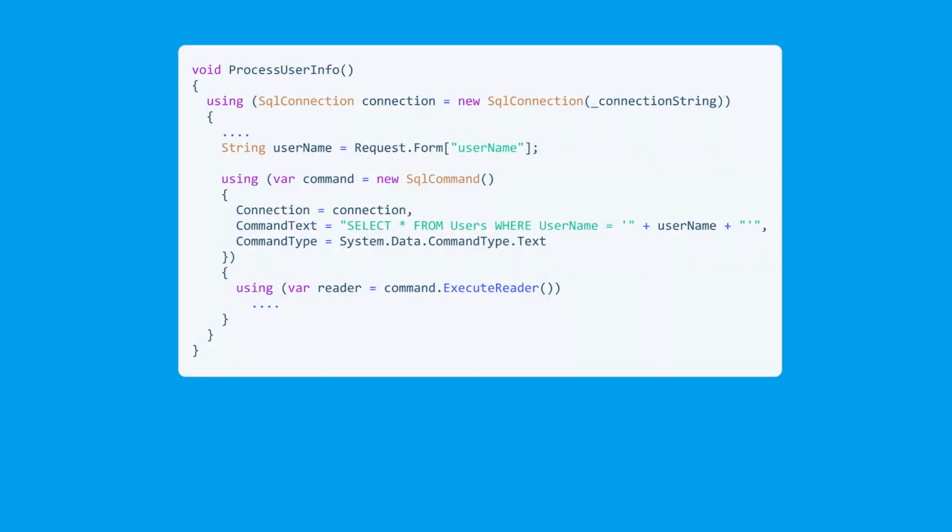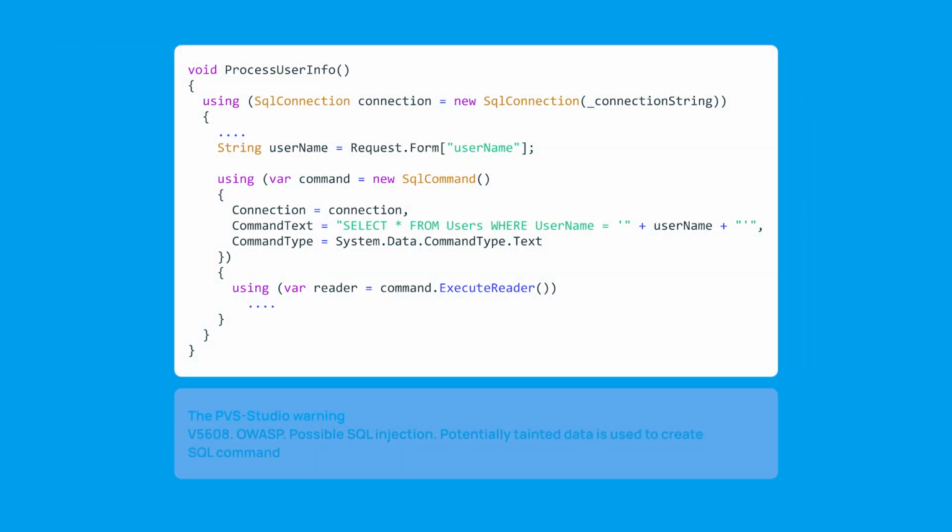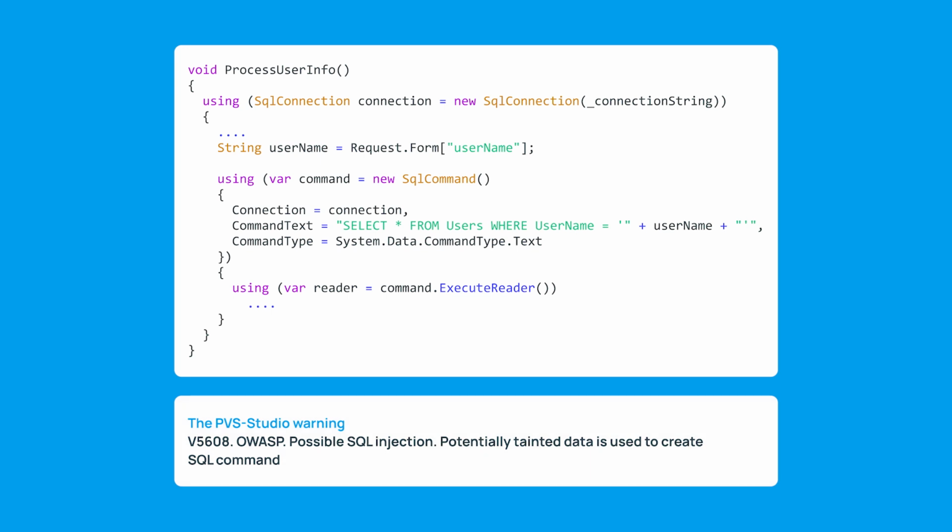Next up, another warning worth looking at. Take a peek at the PVS-Studio warning. Here, the username value used to build the SQL command comes straight from an external source, request.form. We're using this value without any prior validation, which is risky, because an attacker can sneak an SQL command like this, instead of the username, and gain access to all user data in the database.